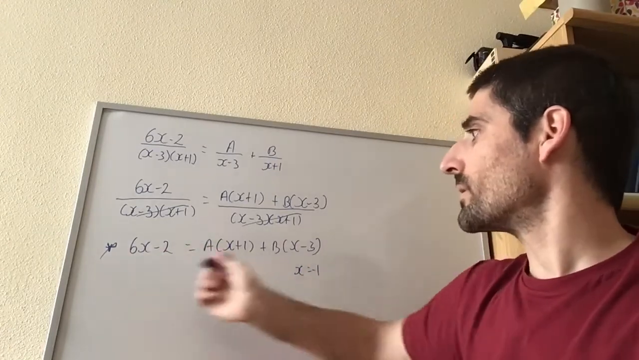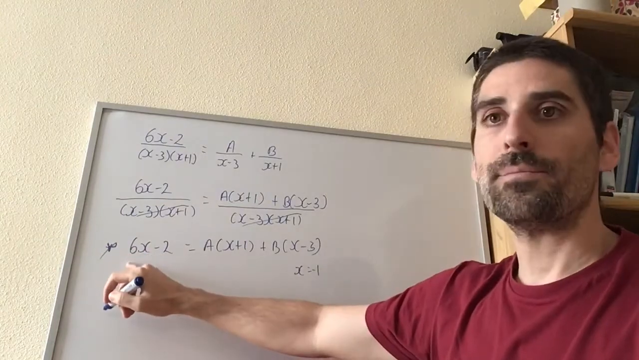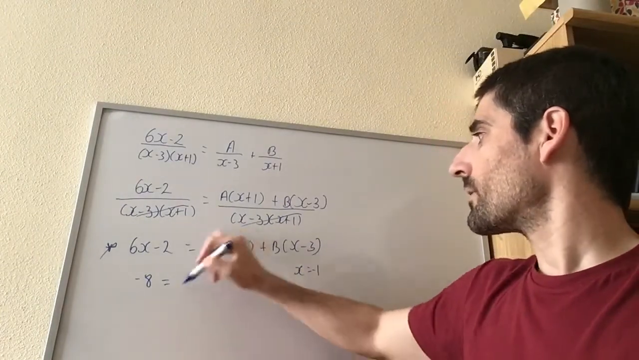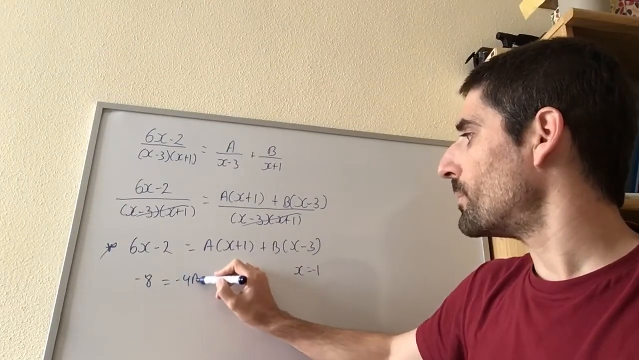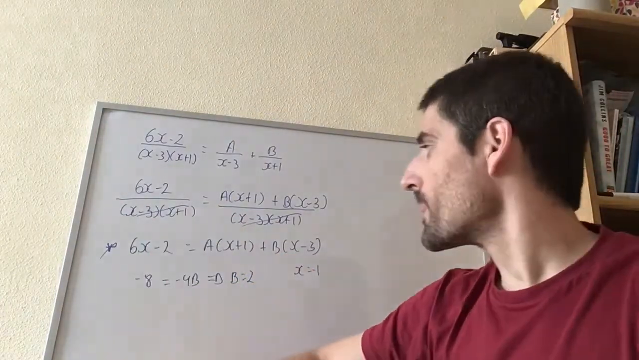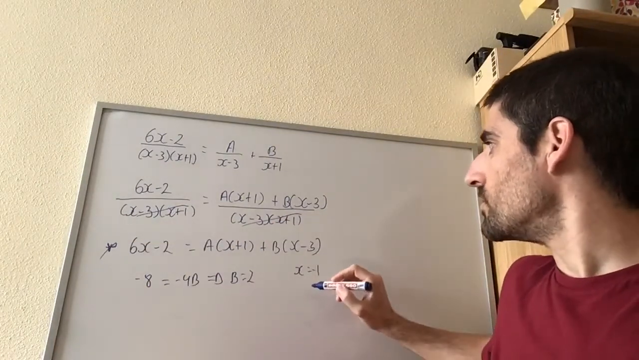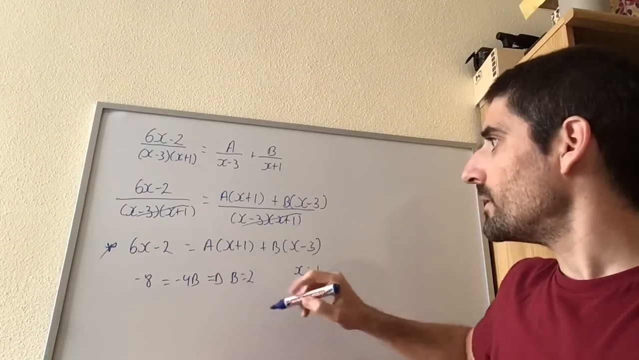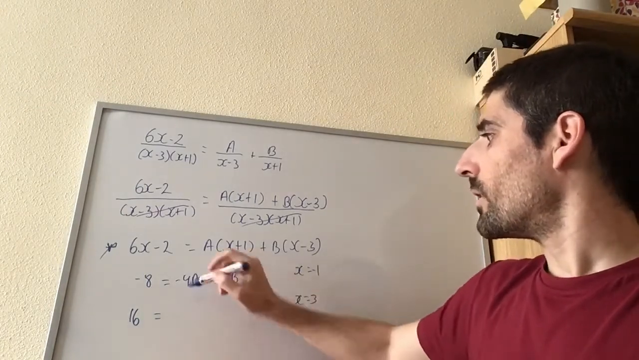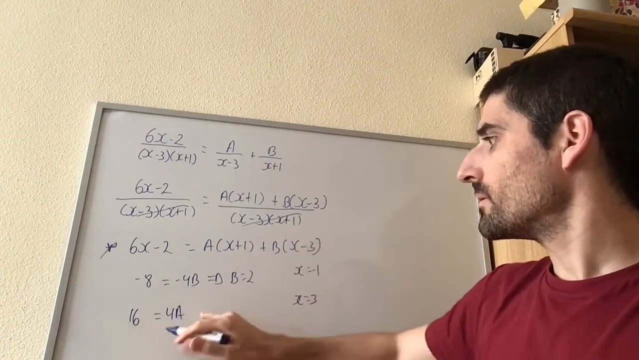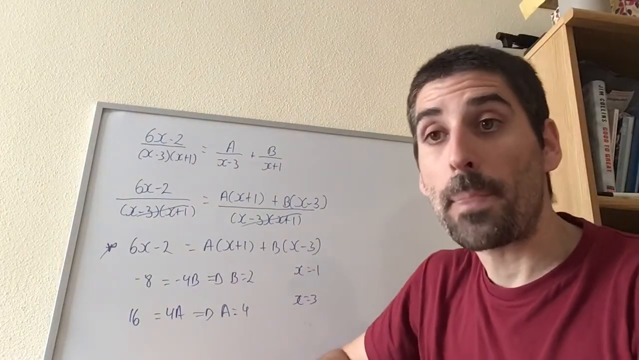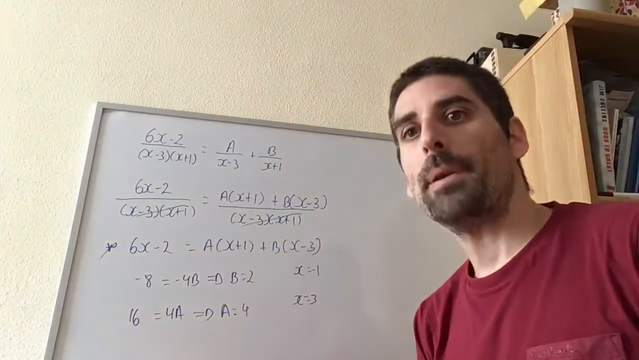if I substitute x equals minus 1 in the equation, I get minus 6 minus 2 is minus 8 equals, all of that is 0, minus 4b, therefore b equals 2, because minus 8 divided by minus 4 is 2. Right, and if I go back to my star equation there and I substitute now x equals 3 in there, I get 18 minus 2, 16 equals 4a plus nothing, so from there a equals 4, and that's it, I'm done, I've finished. Okay, so that's how we find a and b by substitution.